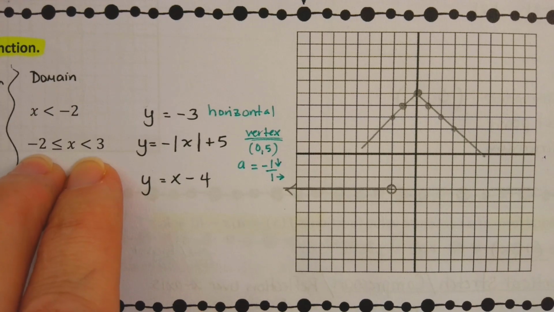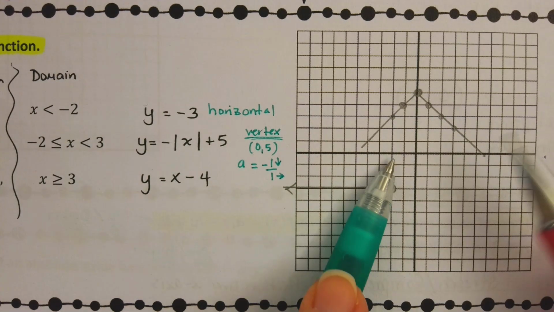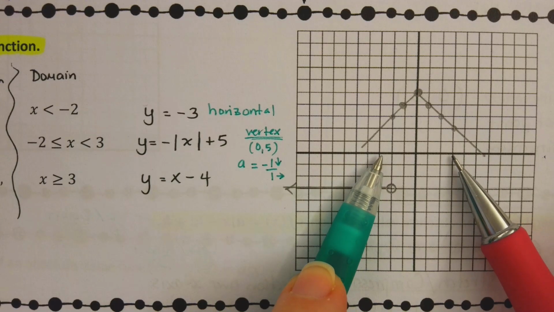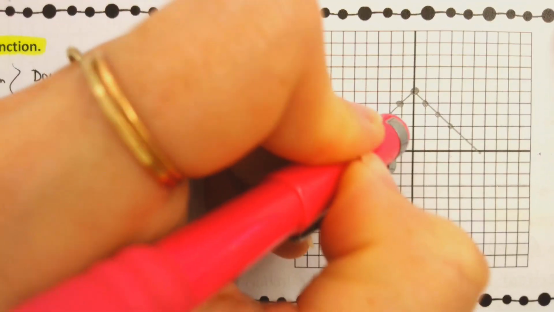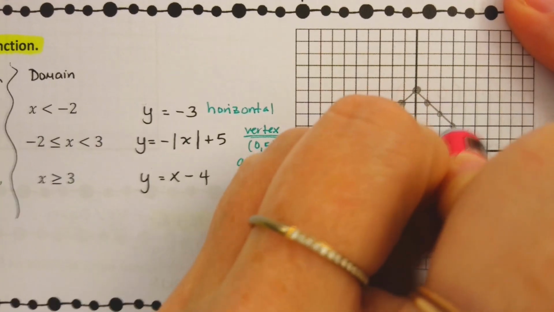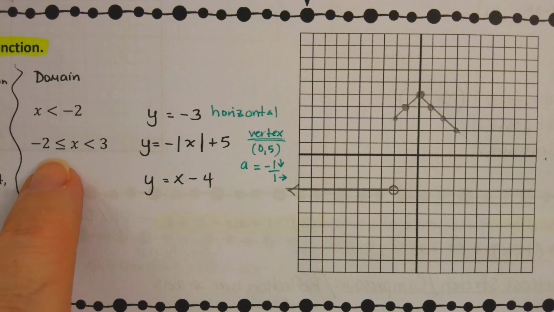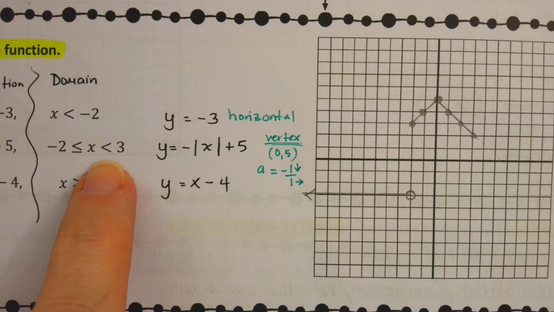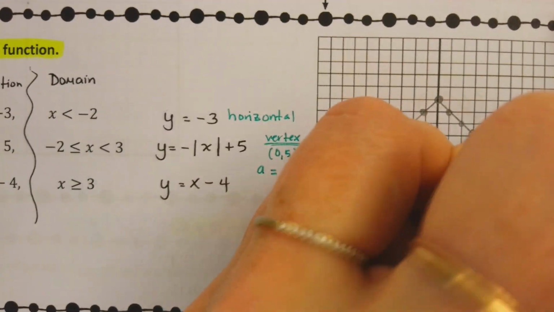So we need to have a domain that is in between negative 2 and 3. I'm going to point to both of those. Here's negative 2. Here's 3. It needs to be in between this space. So we need to erase everything that's not in between negative 2 and positive 3. And then we'll adjust our endpoints. On the side with the negative 2, what should we have? Closed dot. On the side with the 3, what should we have? Open dot. Looks good.